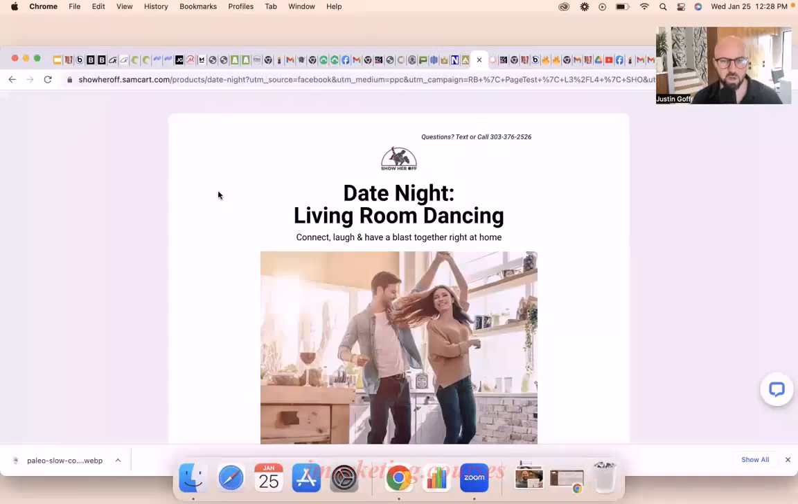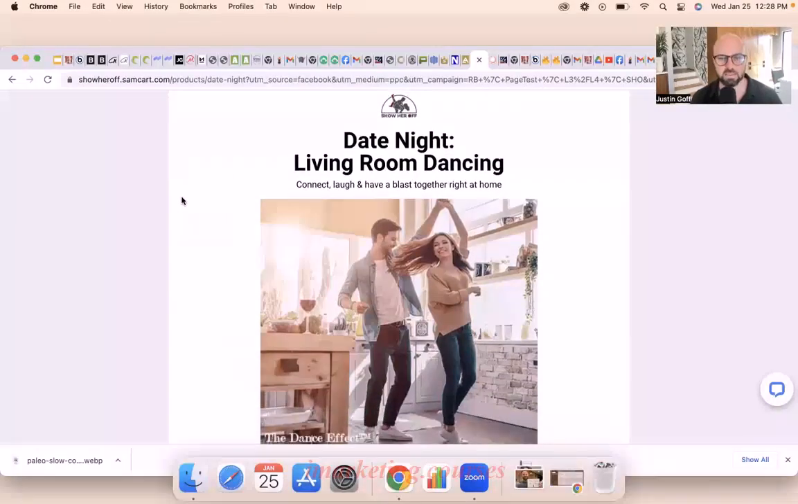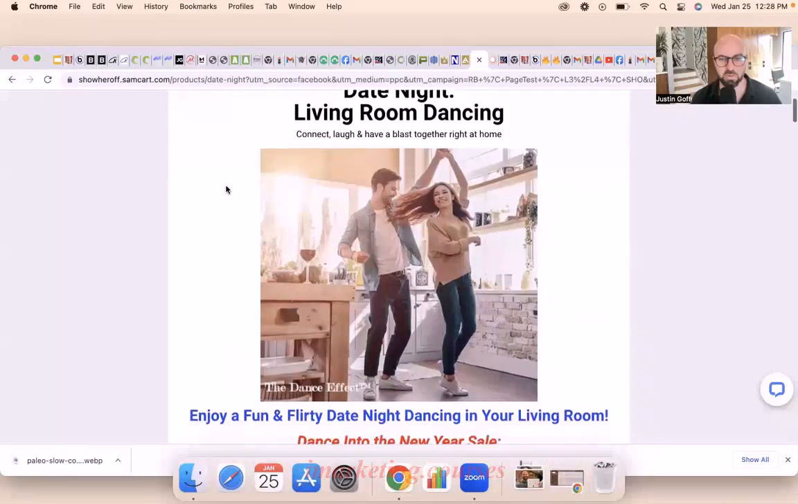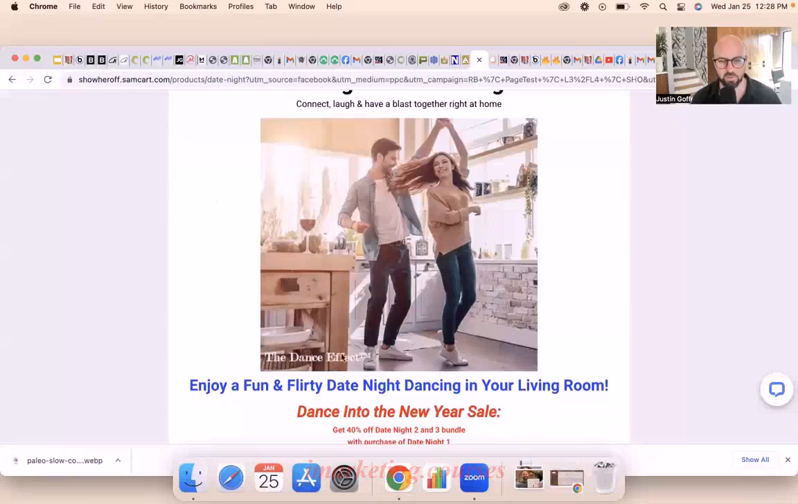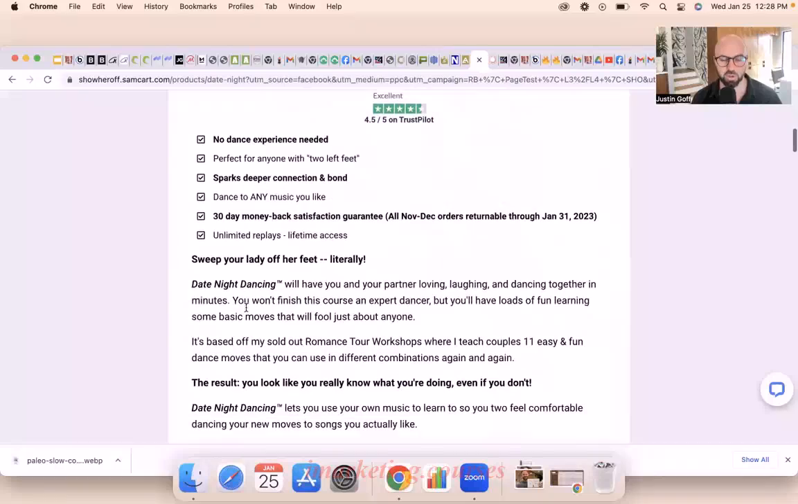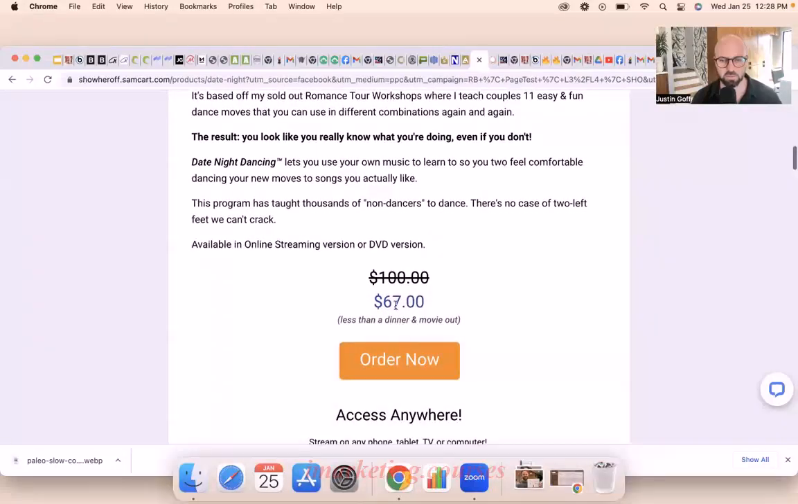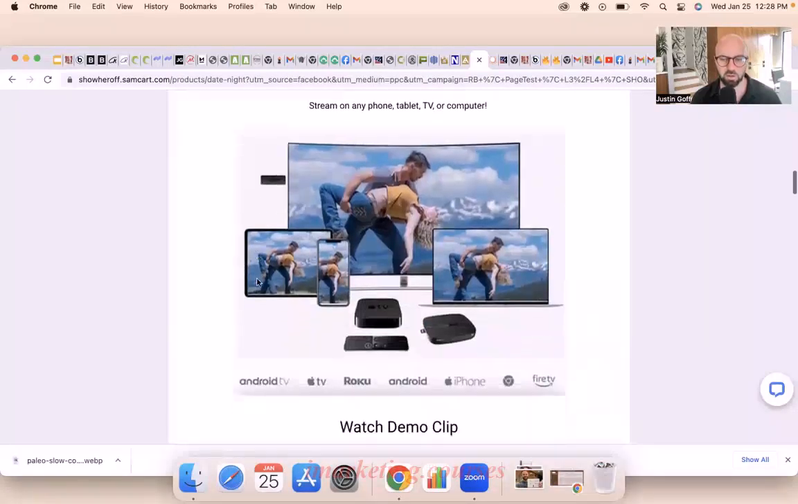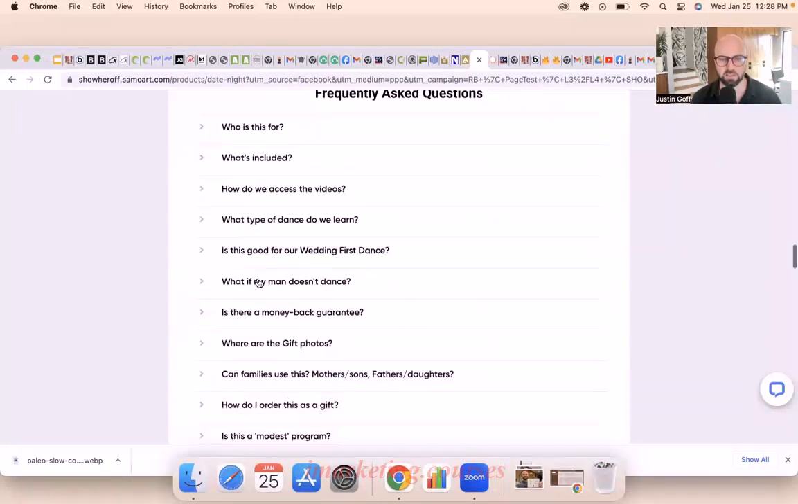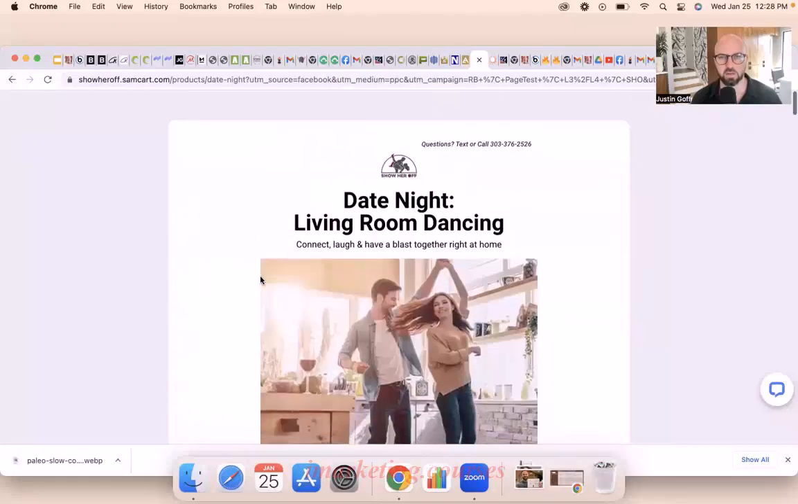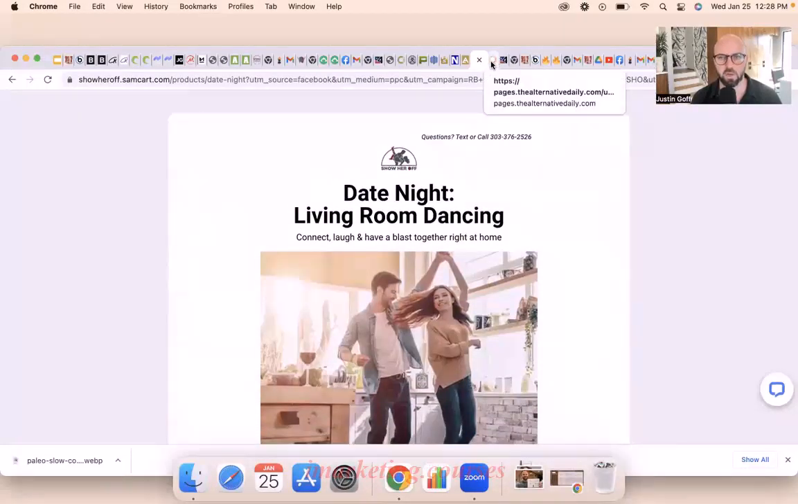This is one I've seen a lot running on Facebook for the dance. I guess you could kind of put this in the relationship niche. It's basically like a dancing thing for couples. So basically have flirty date night dancing in your living room. It's got a bunch of good reviews, and I think they're running some decent volume for what is, to me, probably not a huge niche by any means, but they're making money. $67 product, getting them on their list. You can easily sell them more kind of dance videos on the back end. Cool little offer.